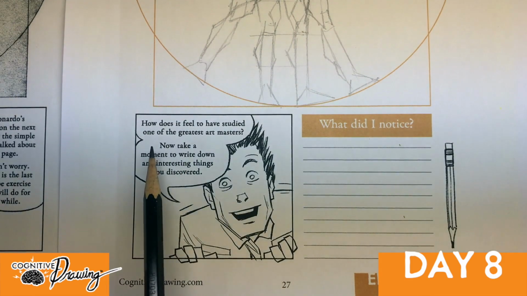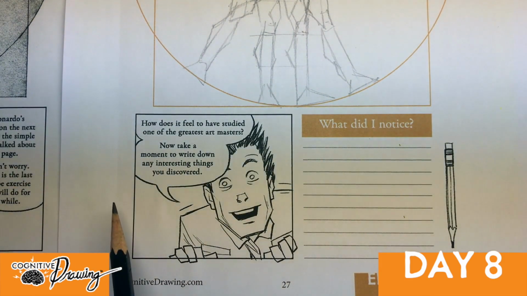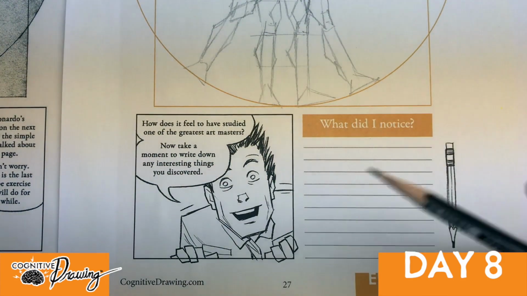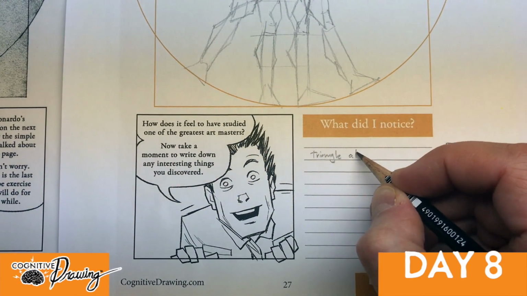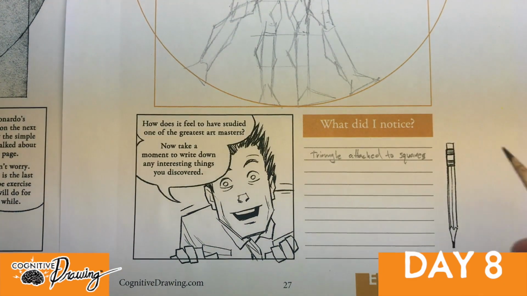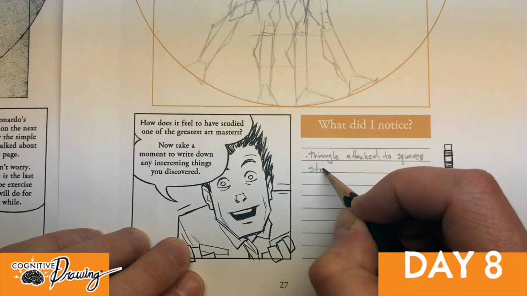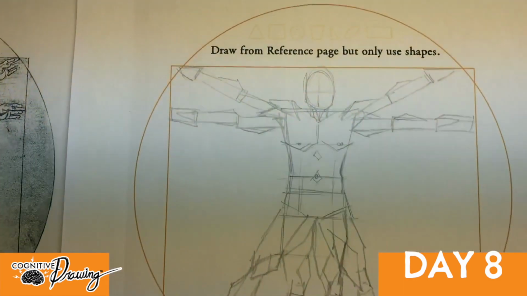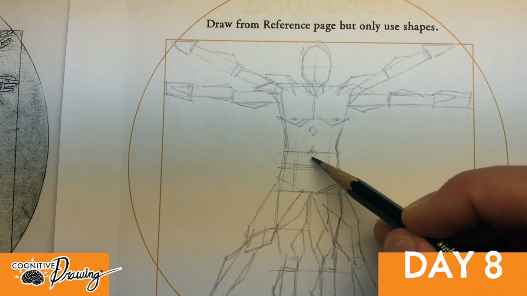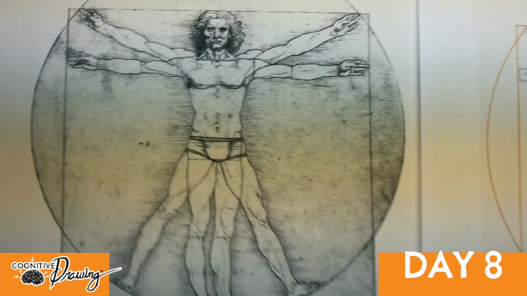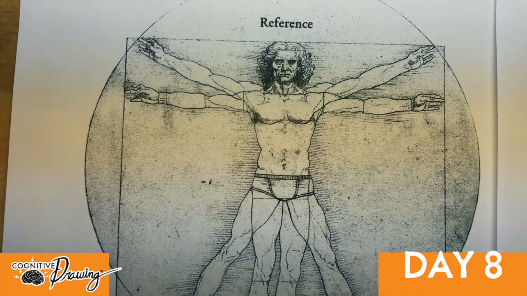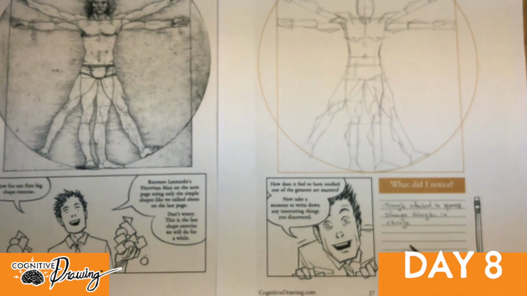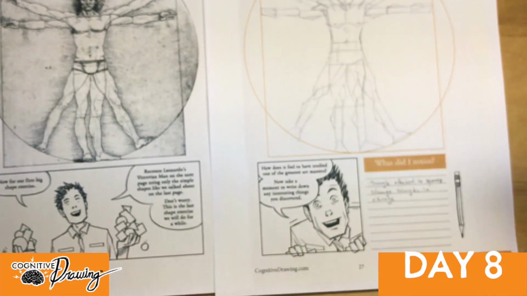So how does it feel to have studied one of the greatest art masters? Now take a moment to write down any interesting things you discovered. So what did I notice? Triangles attached to squares. Whatever it is that stood out to you. Strange triangles in the rib cage, right up here. Thought that was kind of interesting. Around the belly button in there. It seems like that's going on there anyway. At least I saw it. Let's say list at least 3 different things that you noticed in doing this drawing.